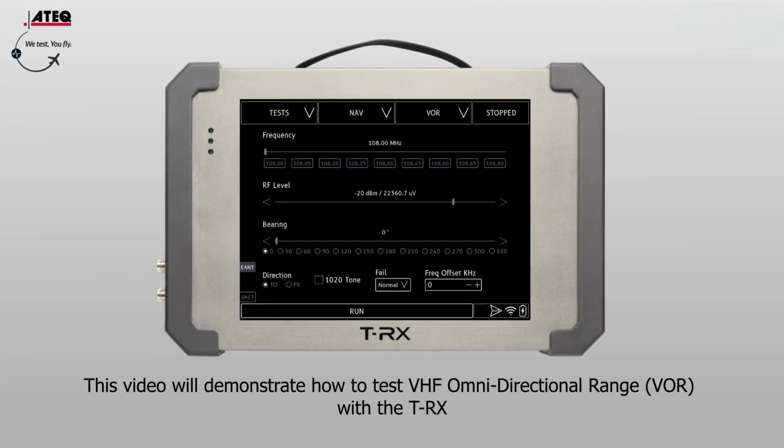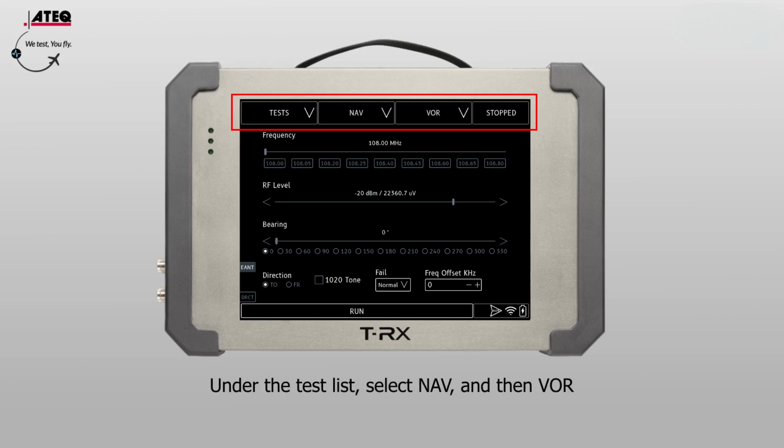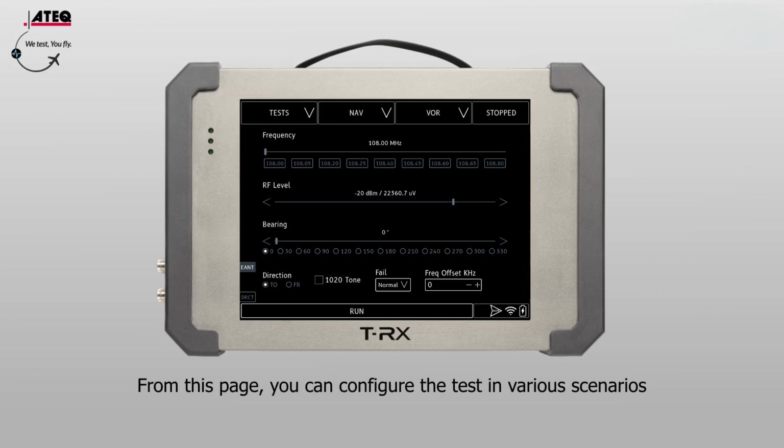This video will demonstrate how to test the VHF omnidirectional range with the TRX. To configure the VOR test, select Tests from the top navigation bar. Under the test list, select Nav, and then VOR. From this page, you can configure the test in various scenarios.